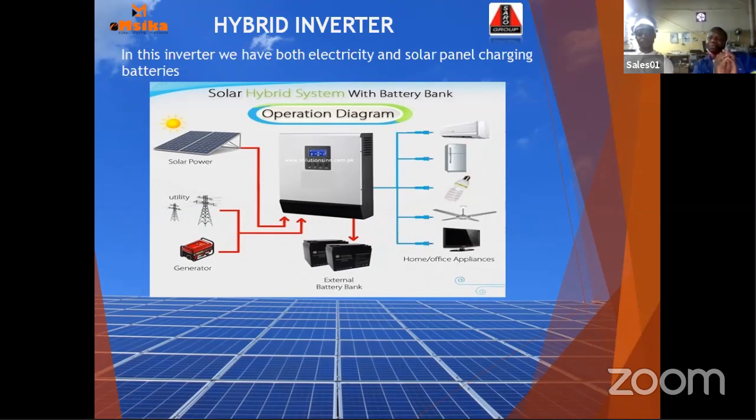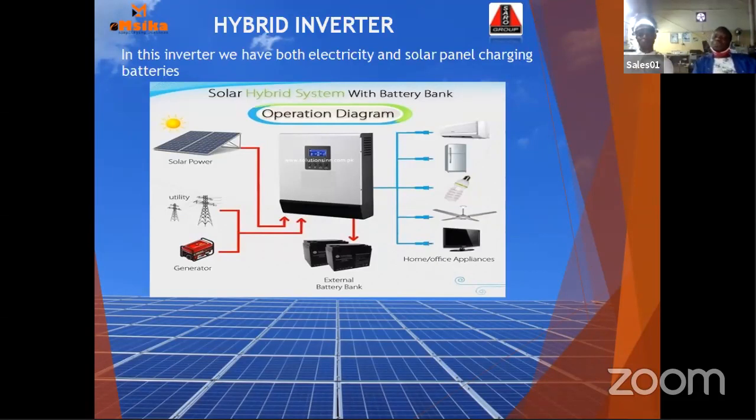Now we are going to look at what we call a hybrid inverter. What is the difference between a hybrid inverter and an inverter charger? An inverter charger only uses ZESCO to charge the battery. But in this case, we've gone a step further by introducing solar panels. Therefore, it's called a hybrid inverter because it uses two sources of supply: the grid, which in this case is ZESCO, and then solar panels also charging the battery at the same time.